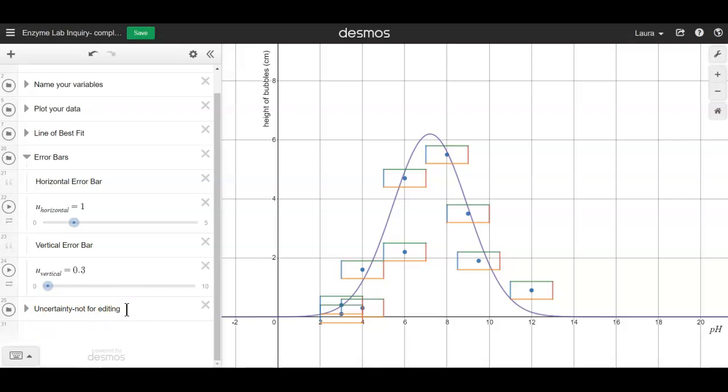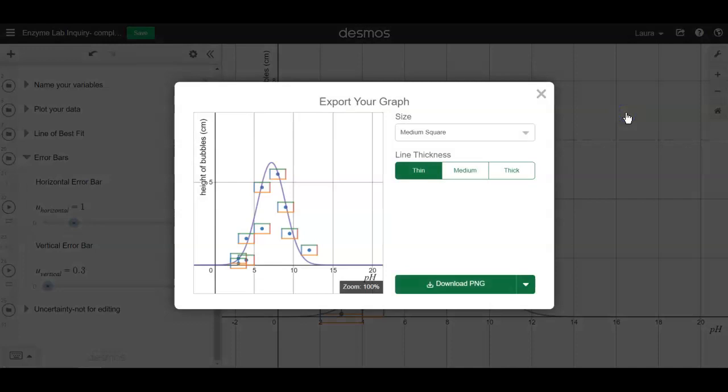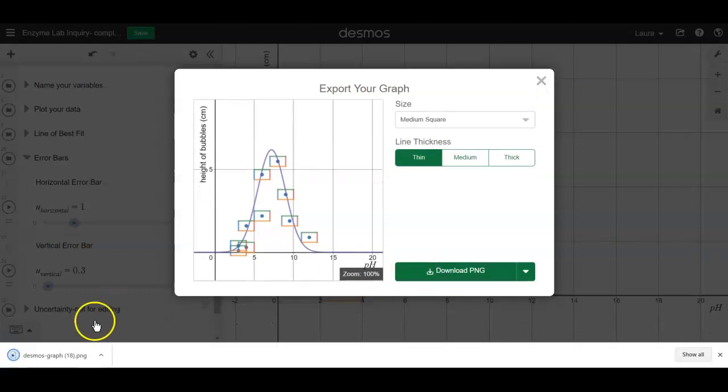Now you are going to insert this image of your graph into your document. You may have done this last year, but to remind you, you're going to share your graph, export the image in order to download it, and then you can take that and put it into your document.